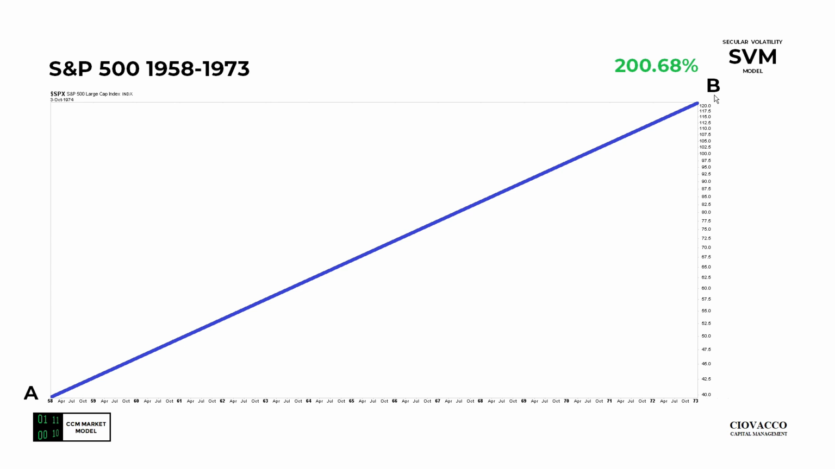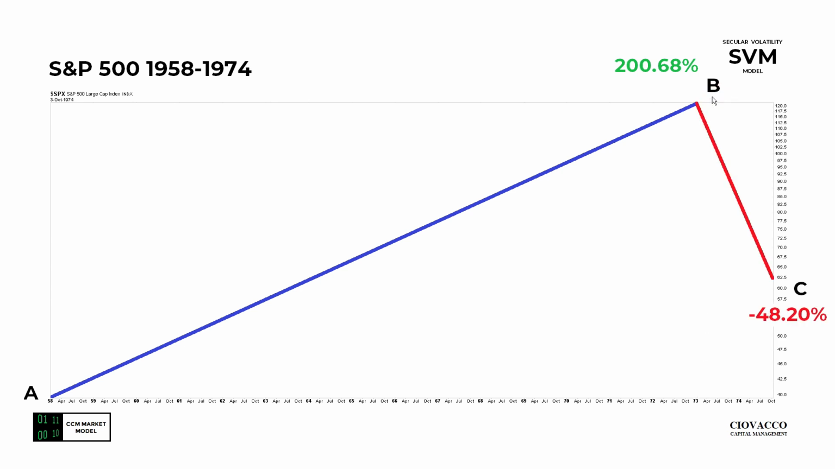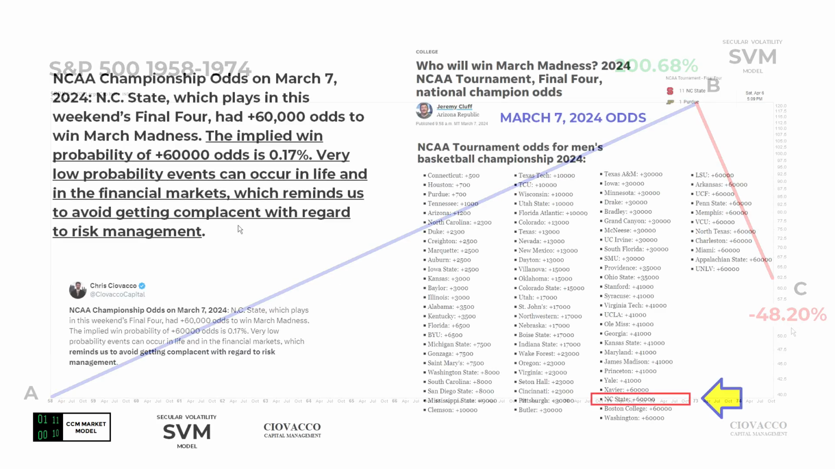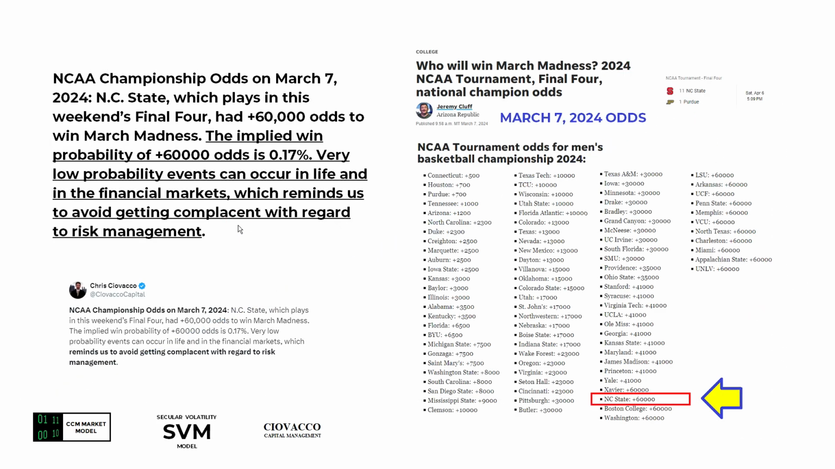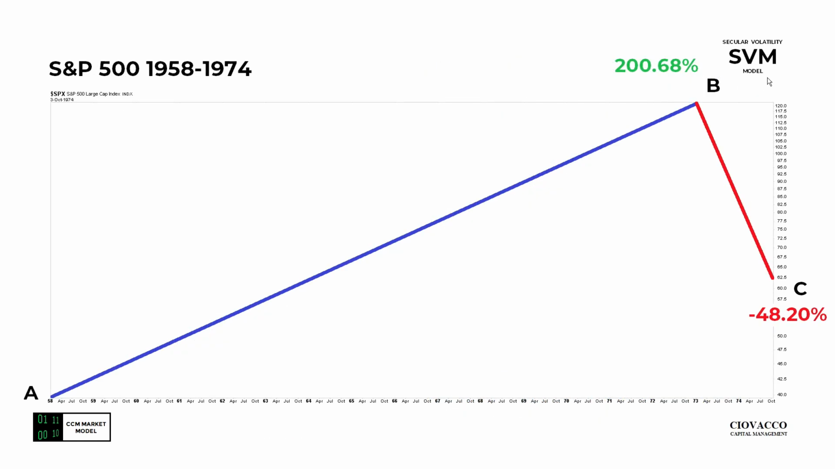But we also know that easier markets are typically followed by harder markets. The S&P 500 between point B and point C in 1974 lost 48.2%. Good things have been happening since the October low. We do not want to get complacent with regard to risk management, especially from a long-term perspective. Let's take a closer look at this period in the context of the work that we're doing behind the scenes on the secular volatility model.